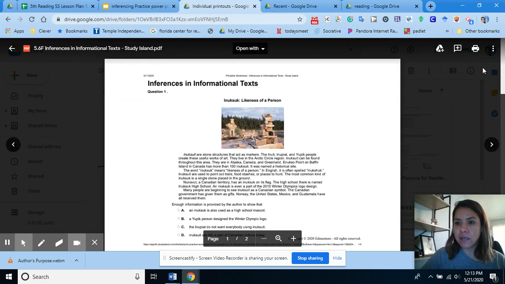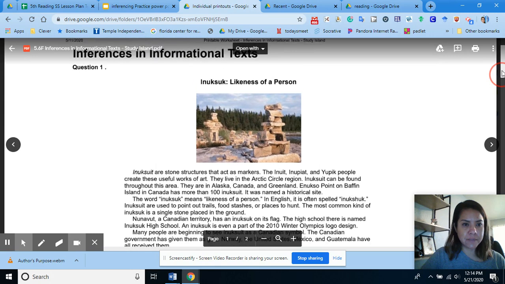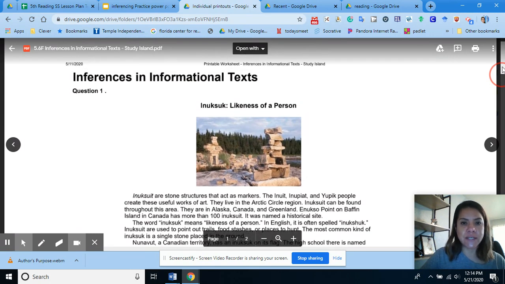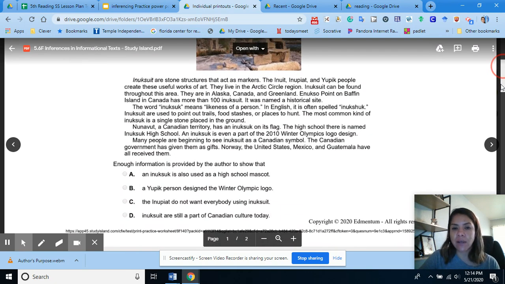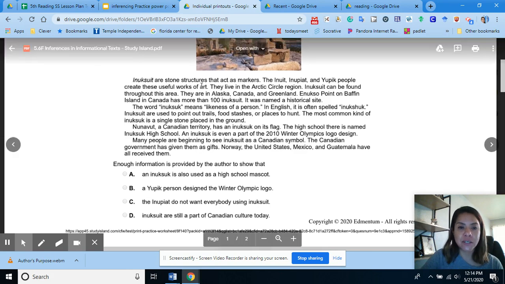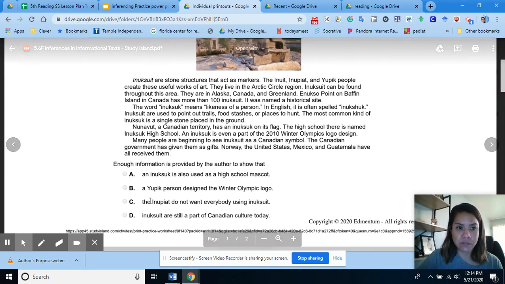Okay, and then you have your assessment, and this is an assessment to see if you understand inferencing. Remember that inferencing requires text evidence. You cannot choose an answer without having proof. So if on the question you chose B, make sure that you have something that made you think, and that is how you determined your inference.